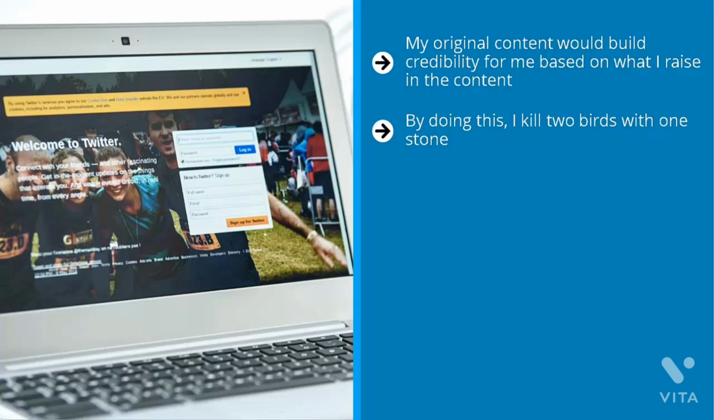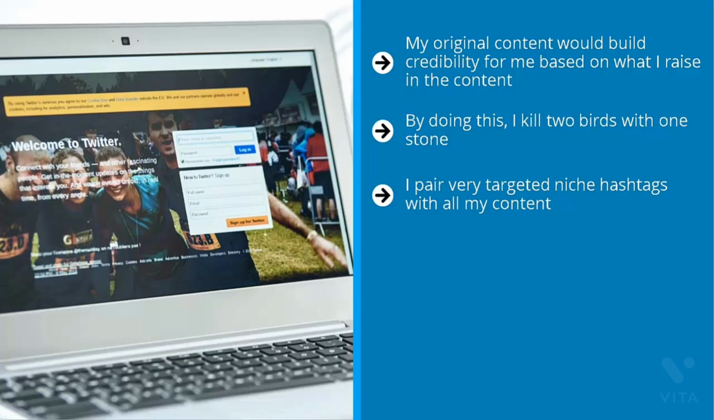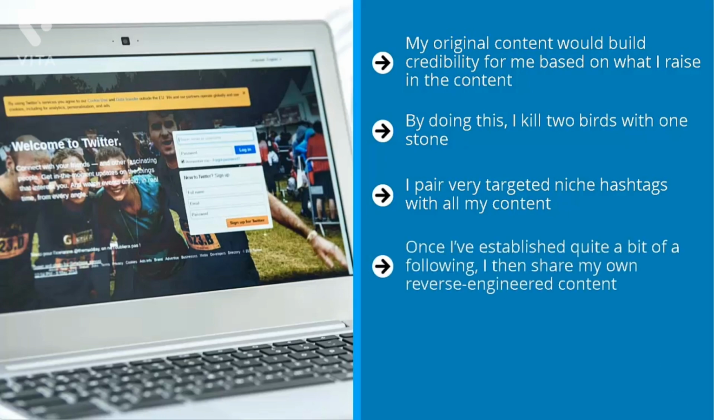These are people searching for certain specific content using very targeted hashtags. I pair very targeted niche hashtags with all my content. I rotate them. Then, I send out this content slowly but surely. I get people who are truly interested in my niche. Once I've established quite a bit of a following, I then share my own reverse-engineered content. This builds even more credibility, and this can also lead to my website getting backlinks from bloggers who are monitoring my niche.